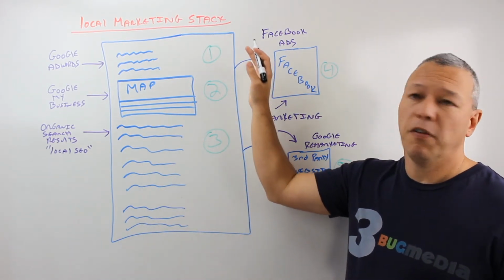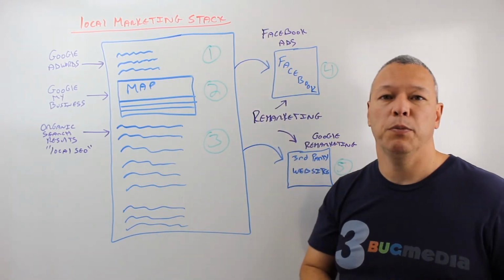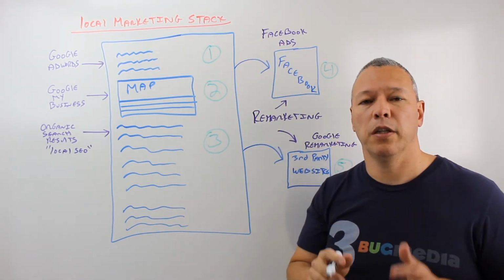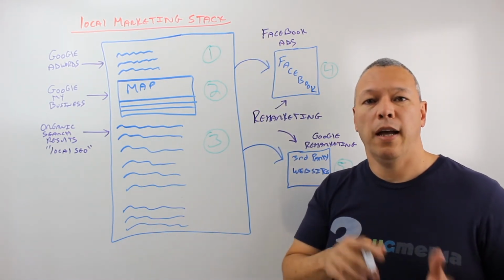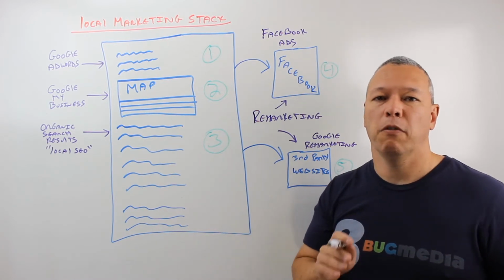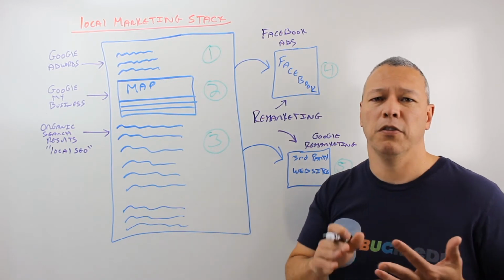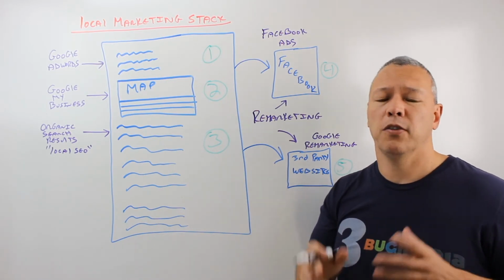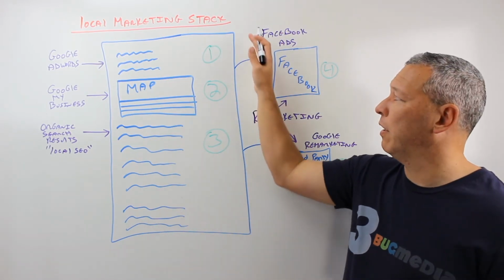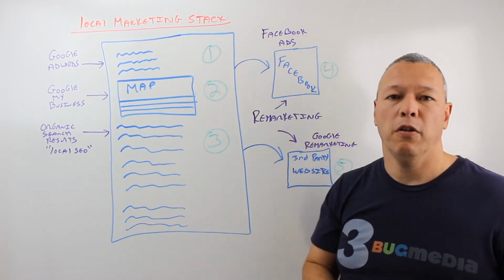And if you want to go a step further, you can run some local Facebook ads. Facebook has some really good local ad types that you can run. You can target people around your store location, certain demographics. You can do custom offers, things like that. There's a whole bunch of different products you can do. So you can even go a step further and run some local Facebook ads.